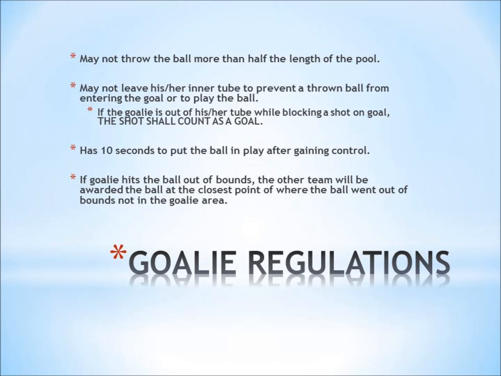The goalie may not leave his or her inner tube to prevent a thrown ball from entering the goal or to play the ball. If the goalie does get out of his or her tube while blocking a shot on goal, the goal will count. The goalie has 10 seconds to put the ball in play after gaining control, and if the goalie hits the ball out of bounds, the other team will be awarded the ball at the closest point to where the ball went out of bounds, but not in the goalie area.